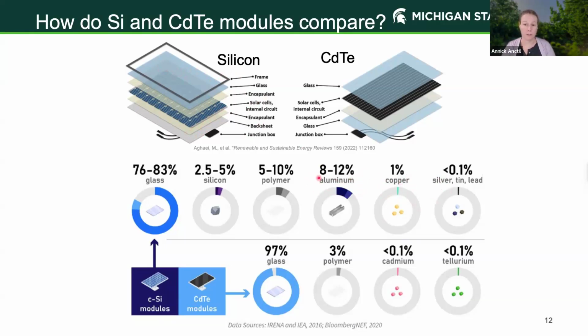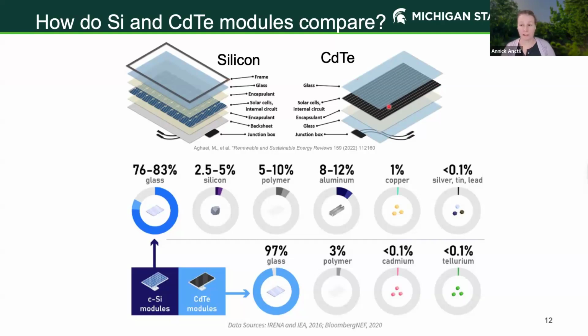You get a little bit more aluminum in the silicon modules if you have a frame. Most of the silicon modules still have a frame. There are more and more frameless modules to reduce the cost, but the frame is still pretty important there.